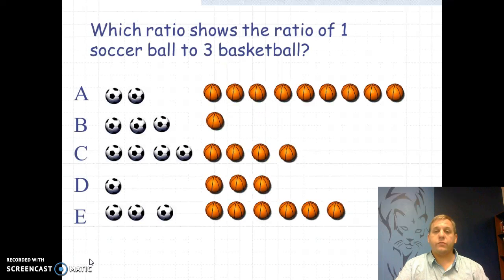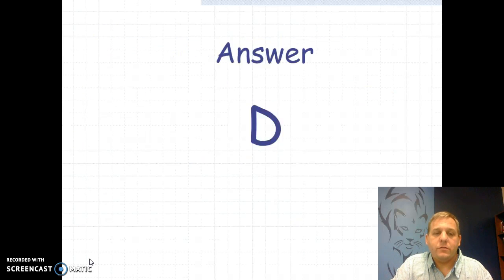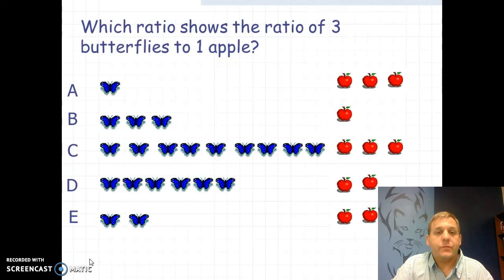Which ratio shows the ratio of 1 soccer ball to 3 basketballs? That should be an S. It's a good thing I don't teach English. So if we're looking at the pictures, we're finding 1 soccer ball to 3 basketballs. The answer should be D.